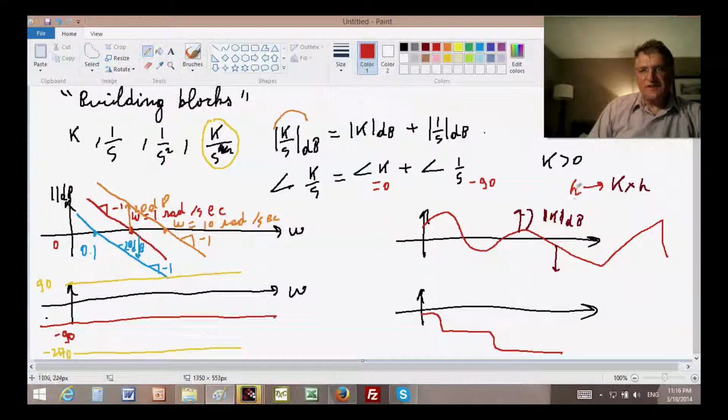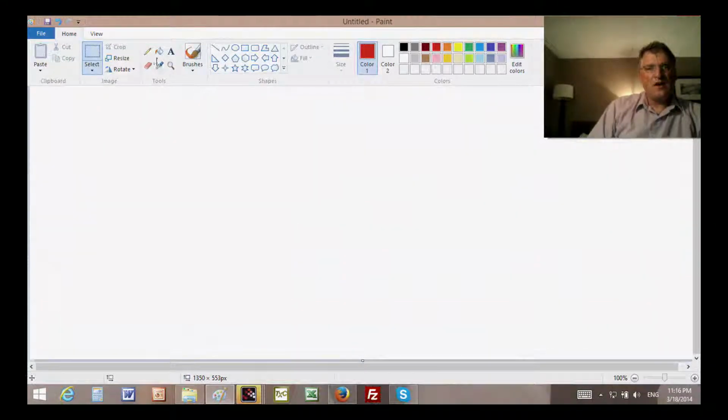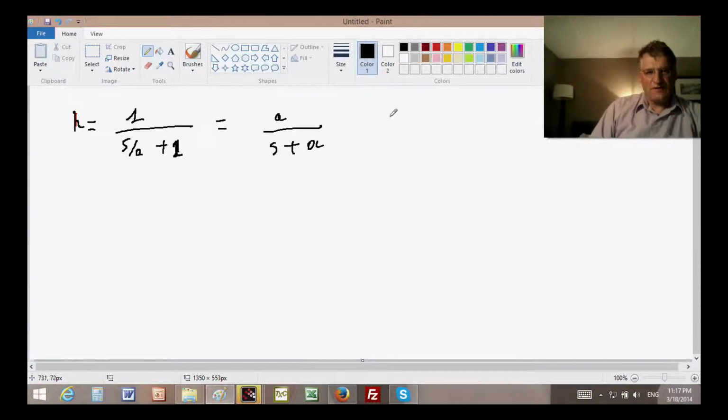So now let's look at specific functions h that carry some useful information and that can sort of help us in the long run. One of the useful functions h is h equal to 1 over s over a plus 1. We will see that this kind of first order transfer function is very useful. We can also rewrite it as a over s plus a. It is the same thing.